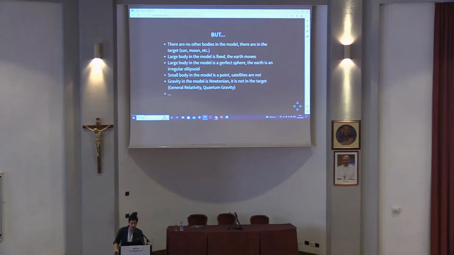Most importantly for today, in the model, you've assumed that the Earth is a perfect sphere. But in actuality, it's not so perfect. There are mountains, and it's actually an ellipsoid. Again, in the model, the satellite is a point. It's a point particle. Any actual satellite will be extended. And also, gravity in the model you've assumed to be Newtonian, and that's actually not the case in the target system, for complications about general relativity or quantum gravity. So there are plenty of important differences between the situation that you constructed in the model and the situation that you're trying to explain, the actual trajectory of the satellite.